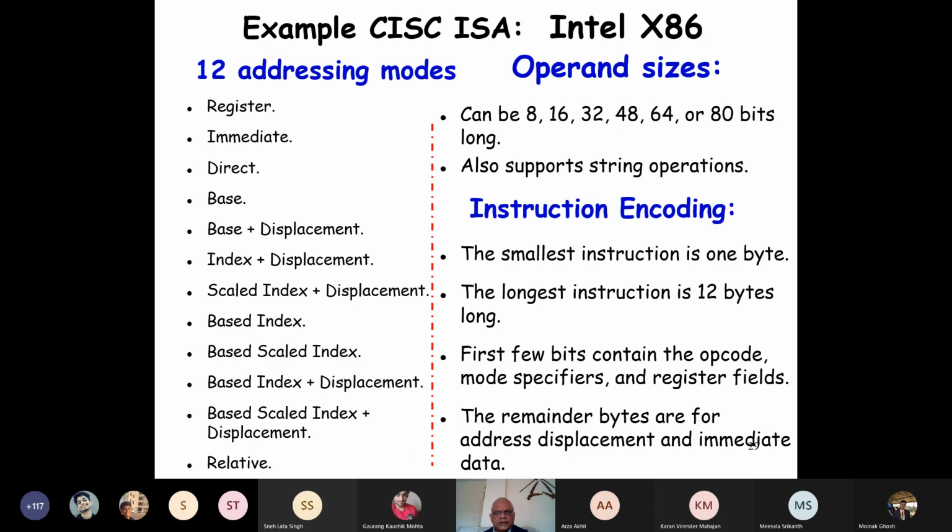This is the Intel x86. These are the 12 addressing modes, and for each addressing mode you have various types of operands and also various sizes of instructions. You can have 1 byte to 12 bytes, and the first few bytes contain the opcode, mode specifier, and register field, and the rest are the displacement and immediate data.